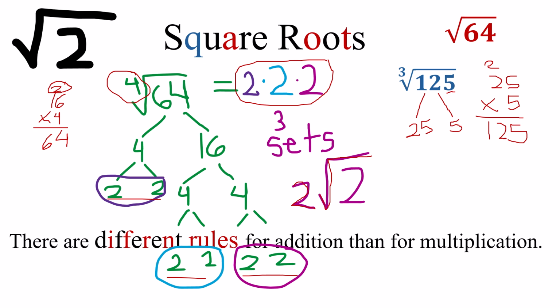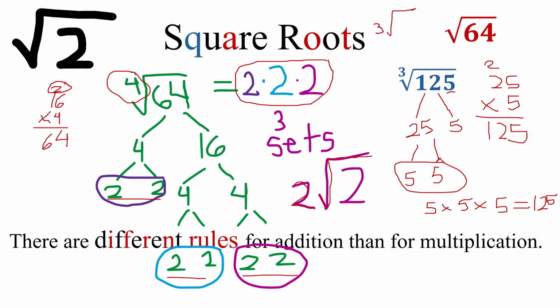Now, this is still under the bracket, so you have 5. It's the cube root. You have 3 sets of 5. This comes out, and then this comes out, because 5 times 5 is 25, times 5 equals 125. So your answer to this question is 5. So I'm going to write it up here: the cube root of 125 equals 5.